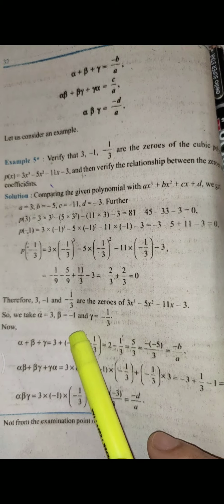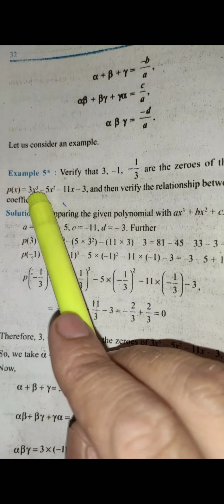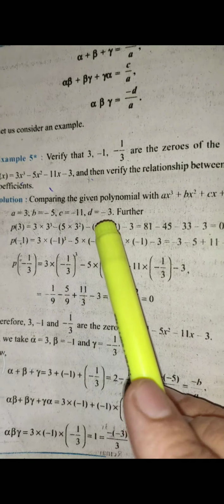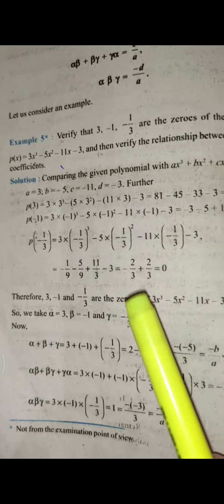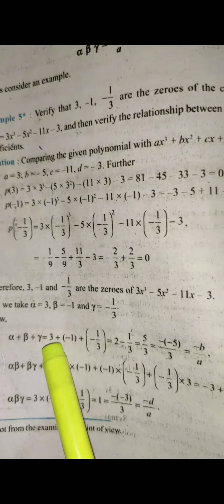What is here? A, B, C, D. A is the coefficient of x cube. So all of you see it. What is A? 3. What is B? Minus 5. What is C? Minus 11. What is D? Minus 3.